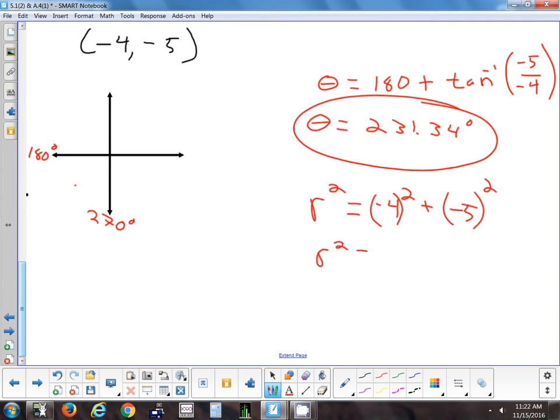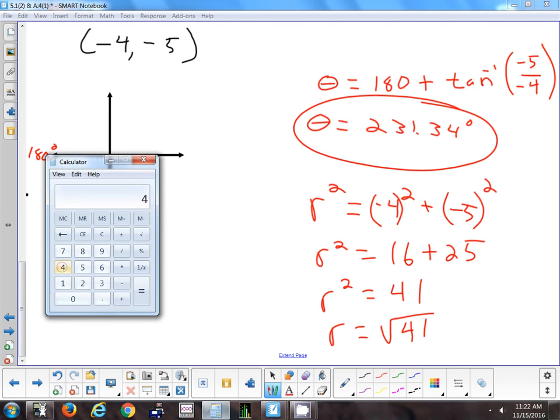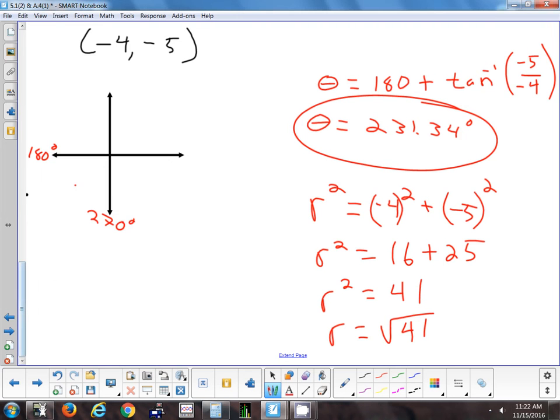Okay, so let's do that out. We're going to get 16 plus 25. And Rebecca, if I add those up, what's 16 plus 25? 41. Good. And when I take the square root of that, is 41 a square root I can reduce? No. So we could leave it as the square root of 41, but since we already rounded our angle off, why don't we just round the radius off? It doesn't make sense to leave one of them exact and one of them approximate. So let's just round this off. About 6.40.